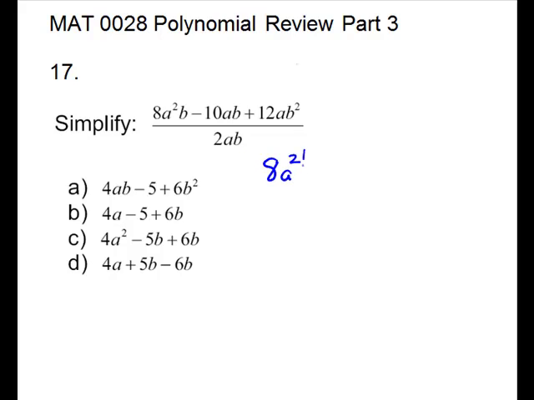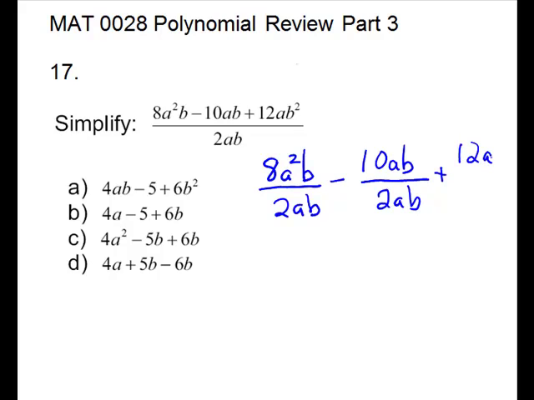8a squared b over 2ab minus 10ab over 2ab plus 12ab squared over 2ab. Then we will simplify each one using exponent rules.